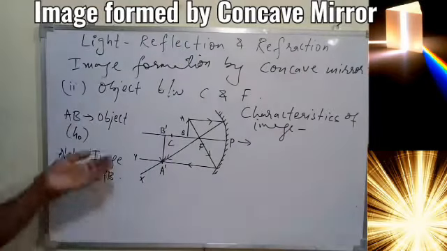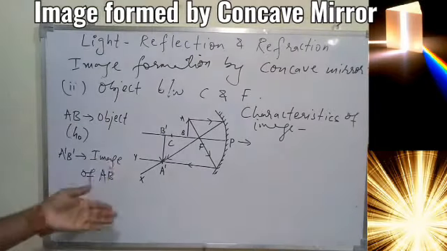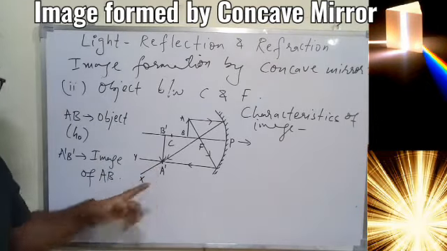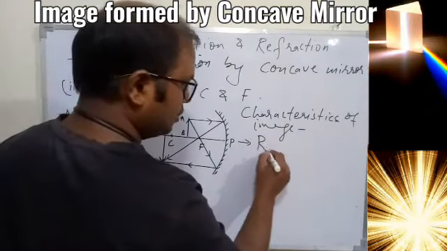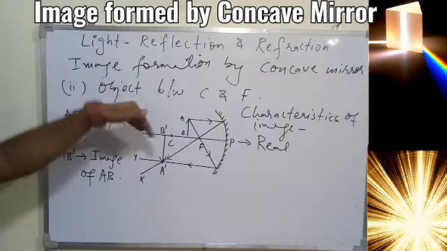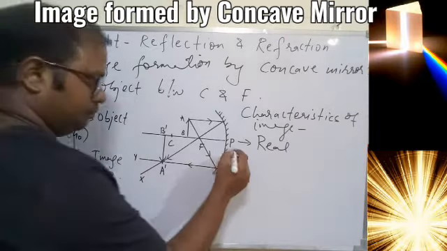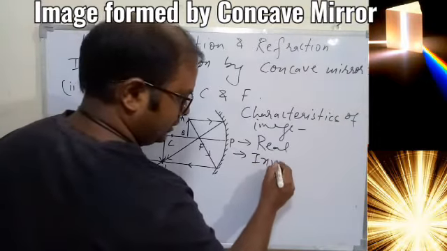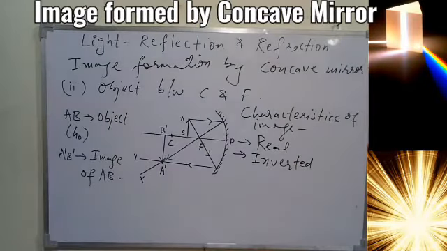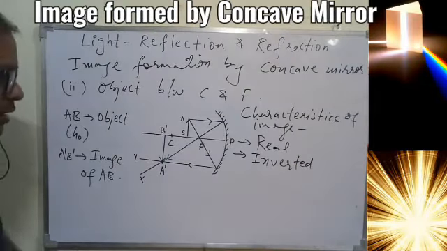So again you see the image is real because it is forming in front of the mirror and the rays are basically converging at point A prime. So image is real, no doubt. Again you see the inverted image is there, A is upward and here A is downward. So inverted, that will come all the time. If the image is real, it will be inverted all the time, that you'll see.